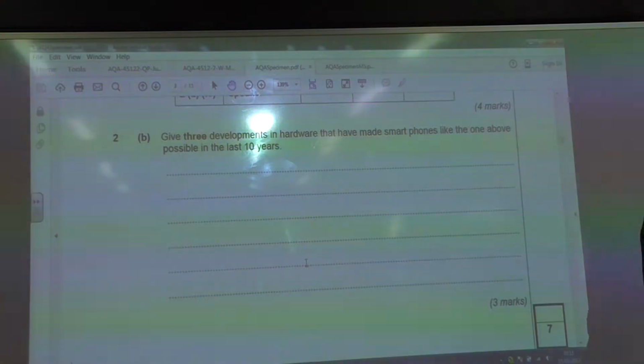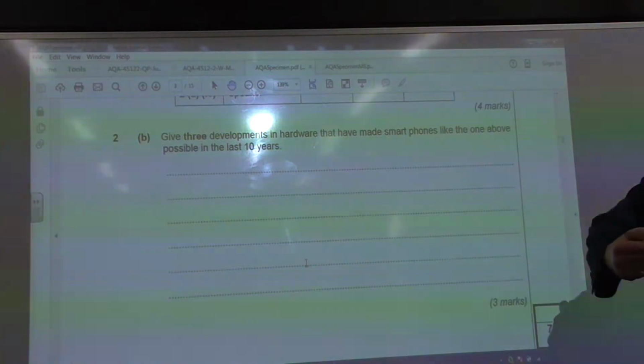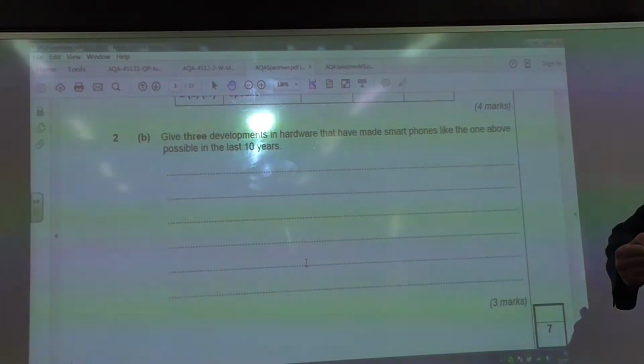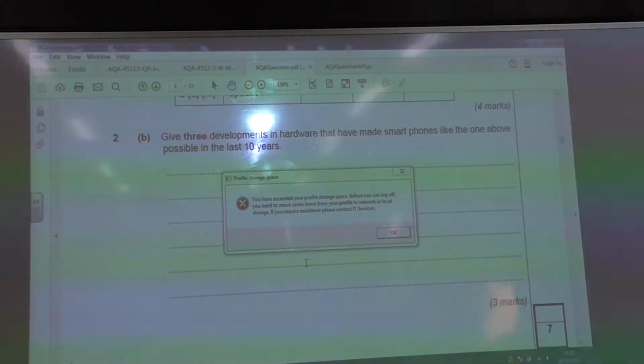What else? Touchscreen maybe? Yeah, invention of the touchscreen, because before the touchscreen you would have needed a keyboard of some kind, and straight away that adds to the size of it. Yeah, so touchscreen technology has been an important development. I don't know if that would make my top 3. It's 3 marks, so I'm looking for 3 points. Storage. But I'd give you the mark for that.